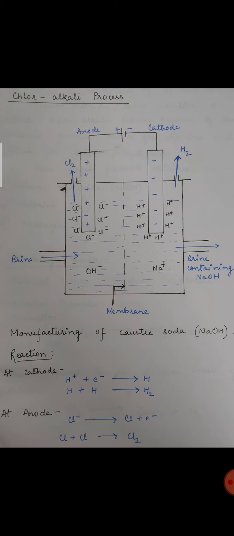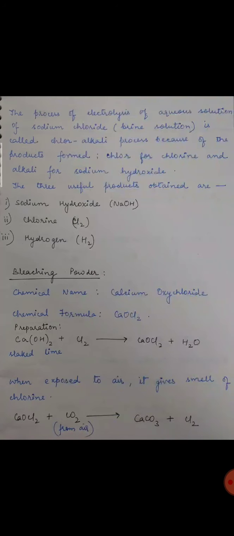Now let us understand the theoretical part. The process of electrolysis of aqueous solution of sodium chloride, or brine solution, is called the chlor-alkali process, because of the products formed: chlor for chlorine and alkali for sodium hydroxide. That is how this process got its name, chlor-alkali, because of the two main products formed. The three useful products obtained are sodium hydroxide, chlorine gas and hydrogen gas. So this is about the chlor-alkali process.